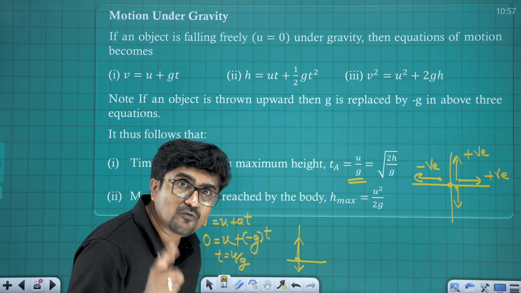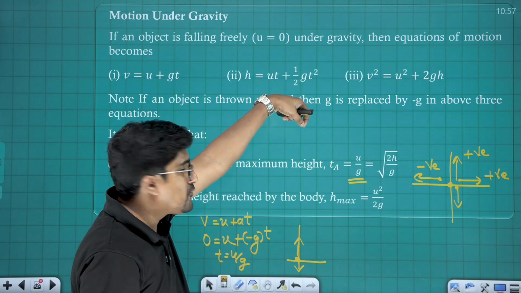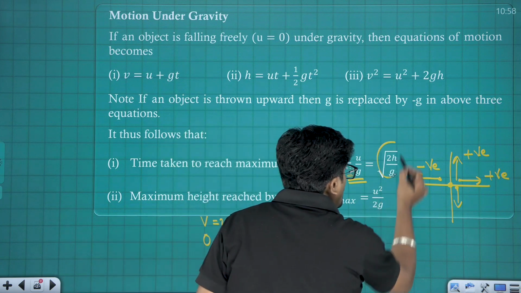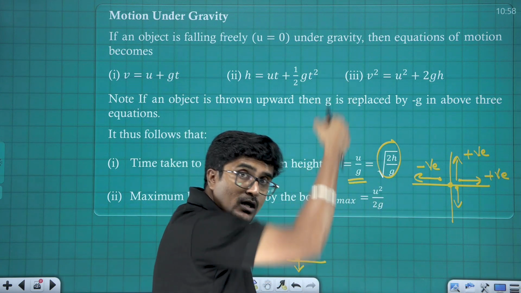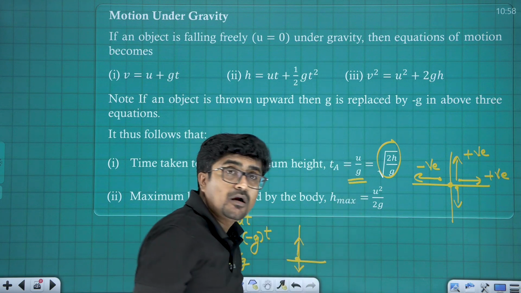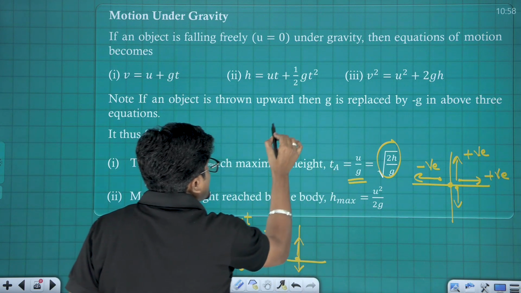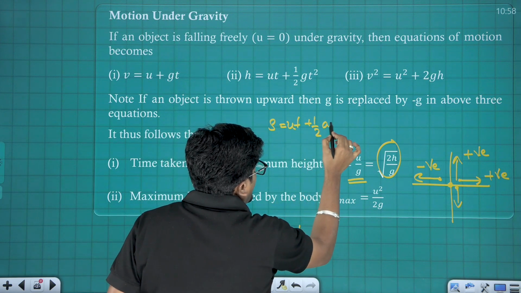All right, and always keep one thing in mind, the time taken for the body to reach to the top and the time taken for the body to come back, it's going to be the same. Based on that only we have calculated this, the time taken for the body to reach to the bottom. So there it's going to be what? Root of 2h by g. They calculated this from this expression, s is equal to ut plus half a t square.